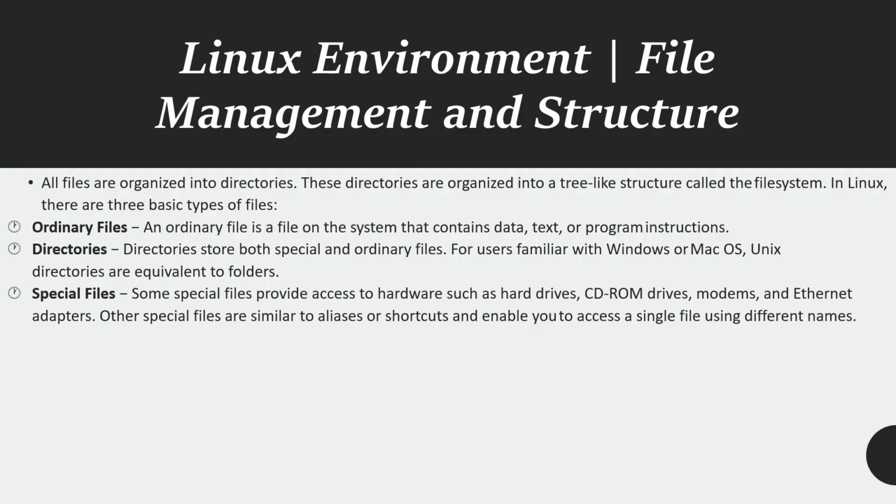All files are organized into directories. These directories are organized into a tree-like structure called the file system. In Linux, there are three basic types of files. Ordinary files. An ordinary file is a file on the system that contains data, text, or program instructions. Directories store both special and ordinary files. For users familiar with Windows or Mac OS, Unix directories are equivalent to folders. Special files. Some special files provide access to hardware such as hard drives, CD-ROM drives, modems, and Ethernet adapters. Other special files are similar to aliases or shortcuts and enable you to access a single file using different names.